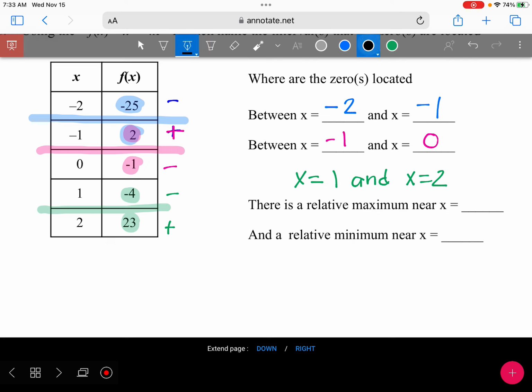For where we have extrema, we can either look at our signs and realize that this is small, bigger, smaller, from negative to positive to negative, or you can give yourself a little sketchy sketch. So at -2, -25 is going to be real low. At -1, 2, it's going to be somewhere real close to my axis, but a little up. 0, -1, 1, -4, and 2, 23. So if we do that, we can start to see some extrema.